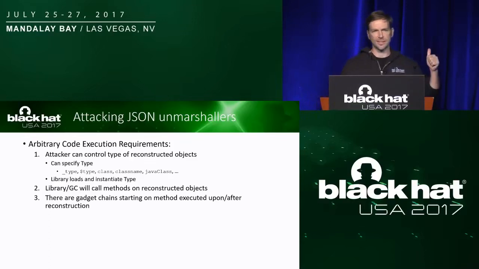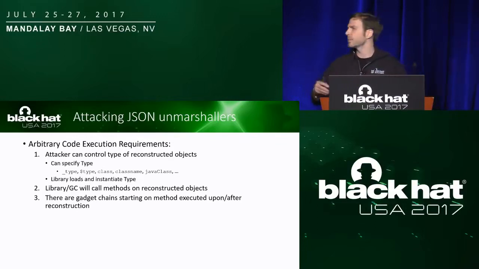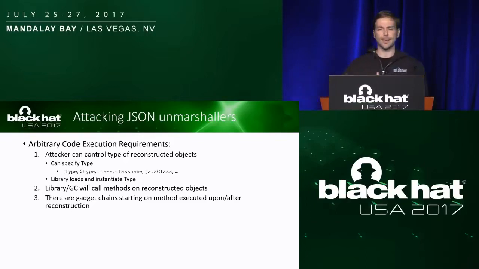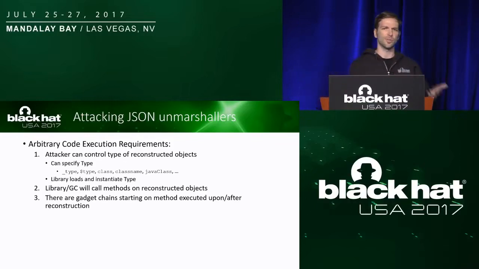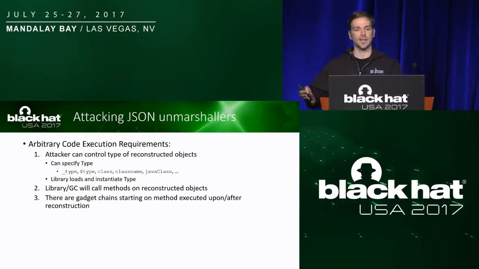So the first one is that the attacker needs to be able to control the type, the class name that is going to be reconstructed at deserialization time. Normally that means that the JSON will contain some attribute like _type, $type, class name, or something like that, that contains a value that looks like a Java class name with a namespace, or something like a .NET assembly. And then the library is going to instantiate that type.